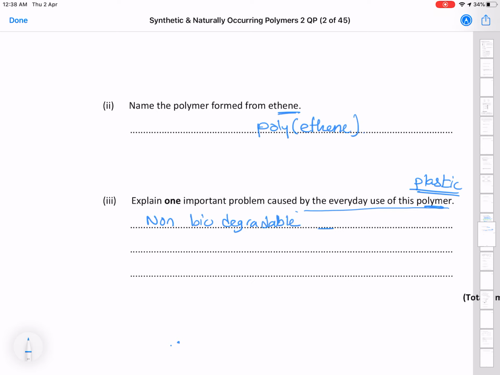What does that mean? That means they will not decompose by bacteria. So they will cause a pollution problem and filling the landfill sites. So pollution problems in the landfill sites.